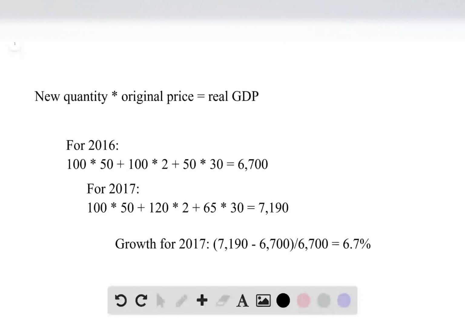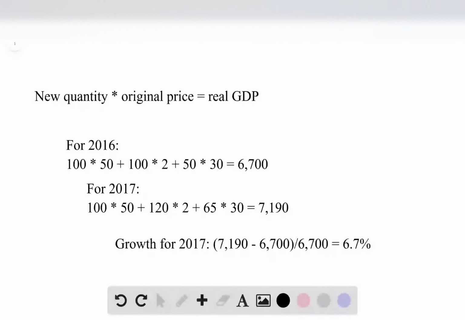All right, so now, since we want to calculate real GDP, we need to keep in mind the original prices. So just because the prices for things went up does not mean that the economy actually increased. So when we calculate real GDP for 2016 and 2017, we're going to use the quantities from 2016 and 2017, but the prices from earlier. We're going to use the original prices, not the new prices for 2016 and 2017.